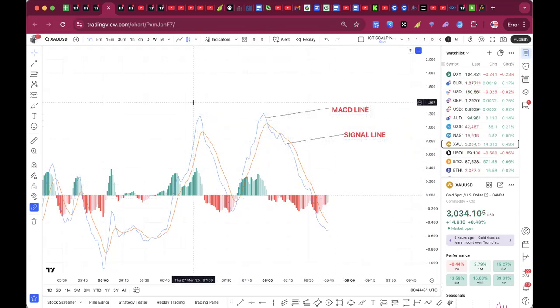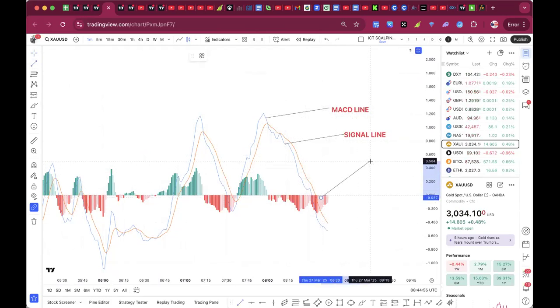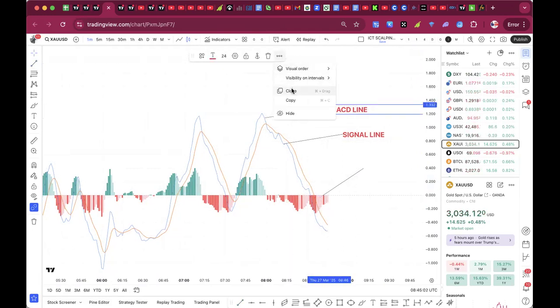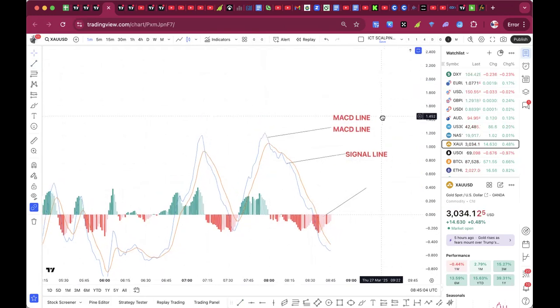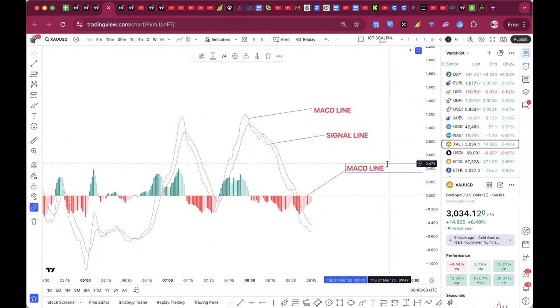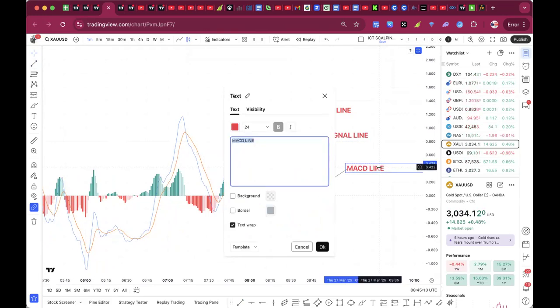So this is the signal line. That is the signal line, okay? Then the next thing you're going to have is called the histogram. So here is your histogram.